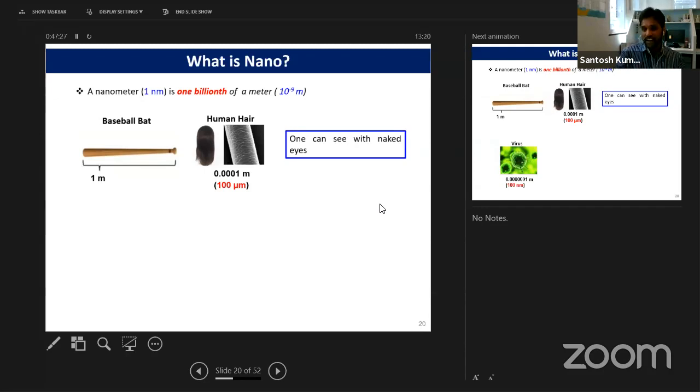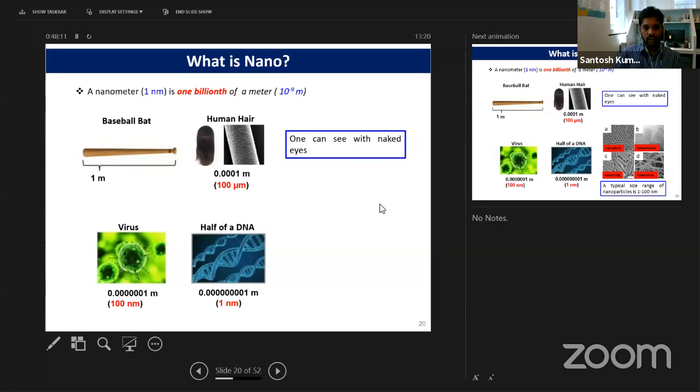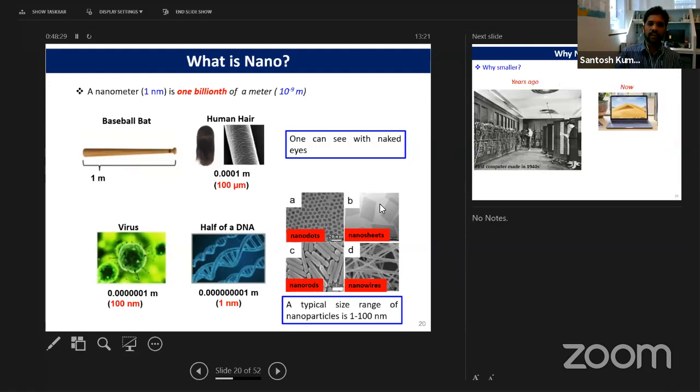This is the size one can see with the naked eye, right? Now again you divide by 1,000, sorry, 1,000, and you get to the size of 100 nanometers. That's the size of a virus. You've been hearing about COVID; its size is somewhere around 100 nanometers, right? Nano is known for ages. Now let's divide again by 100, and you get to the size of 1 nanometer. That's about the size of half of a DNA. This scale range is typically called nano.